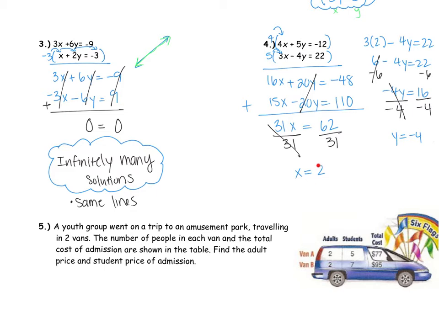So I have my x, I have my y. We're ready to write this as a coordinate. So that's 2 and negative 4 because that is my x, that is my y, and because we have one set of coordinates, or one point of intersection, we have one solution.